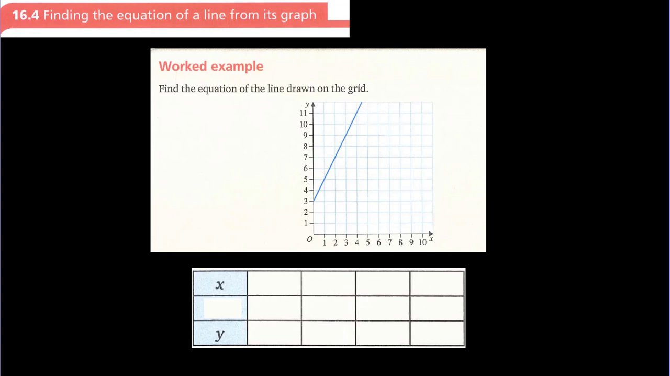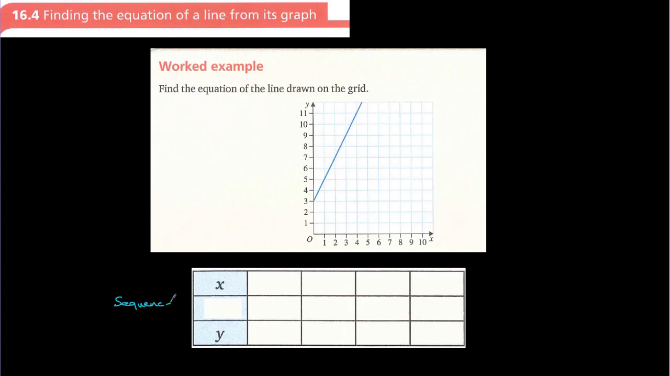Hi dear students, we are going to continue with a new video about functions, and we are going to find the equation of a line from its graph. First the graph is given, and we are going to try to find the function. Here we are going to use the sequence method that we were using, so it is similar to sequences also.